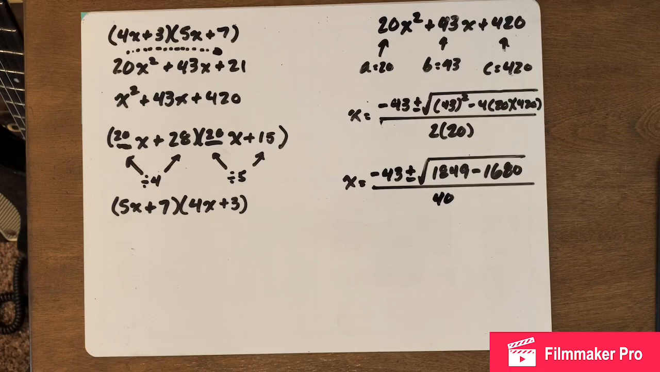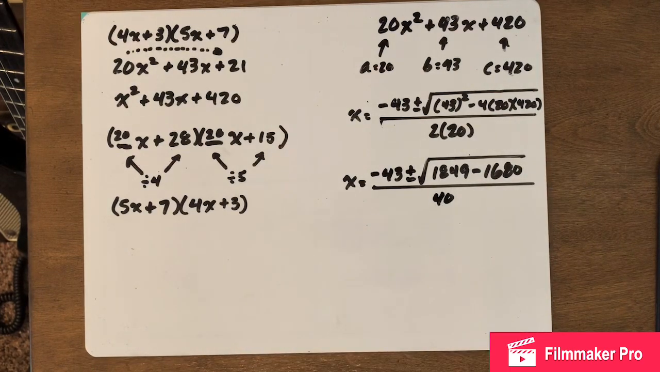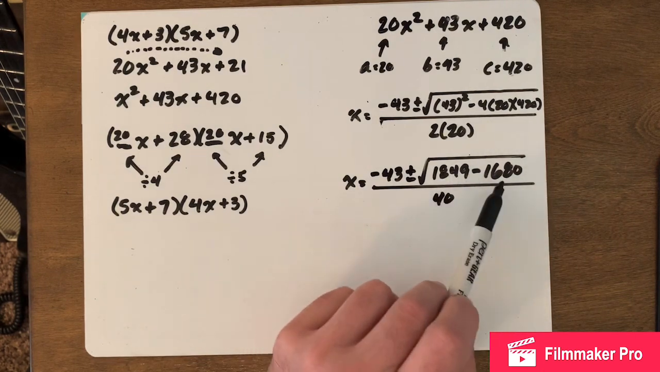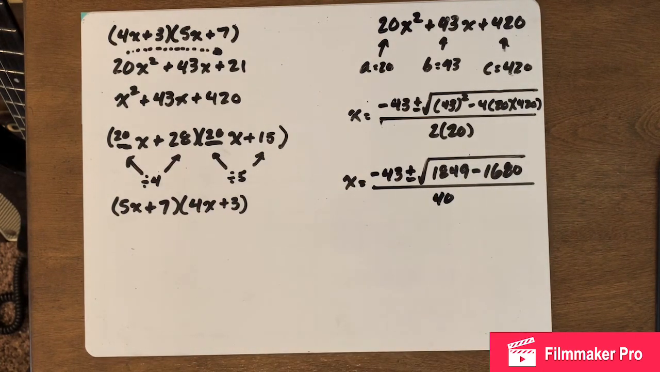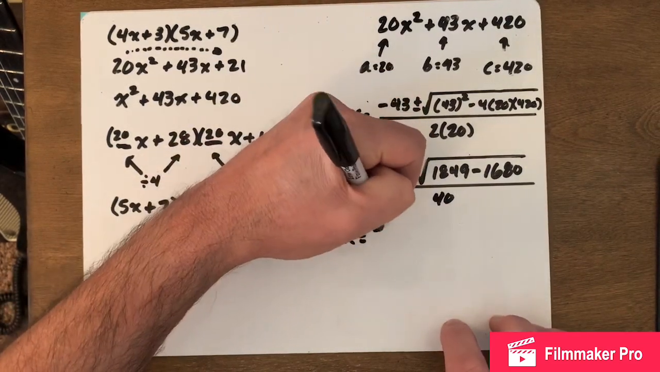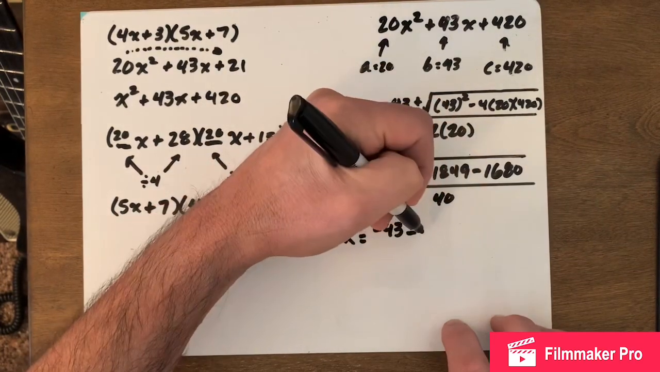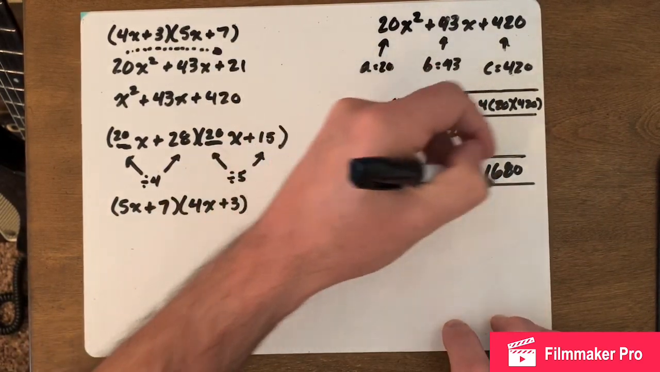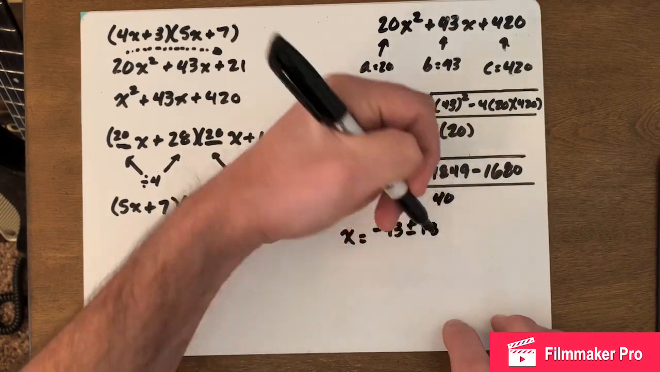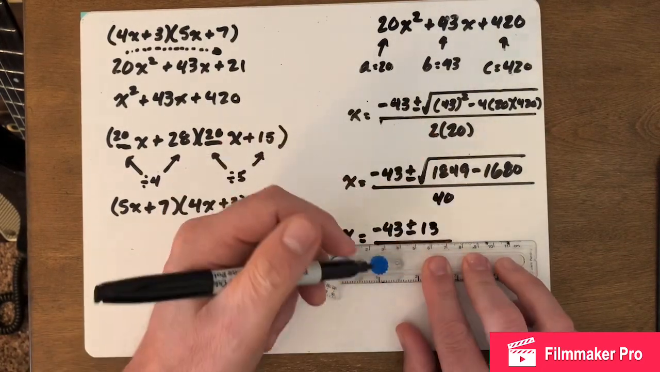Okay, simplification. 1849 take away 1680 happens to be 169. If you take the square root of 169, it's going to be 13. So to save a little bit of room here, which I really hate skipping steps, but unfortunately sometimes I have to do that. That's all going to shake out to be 13. And all of that is over 40.